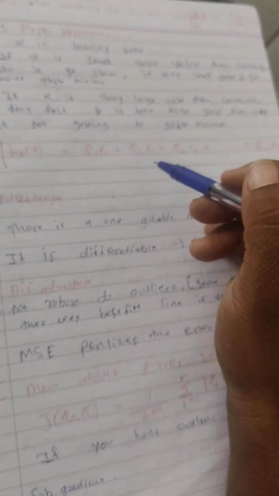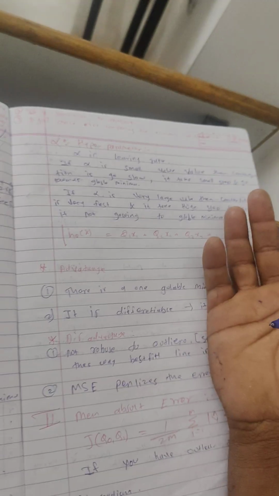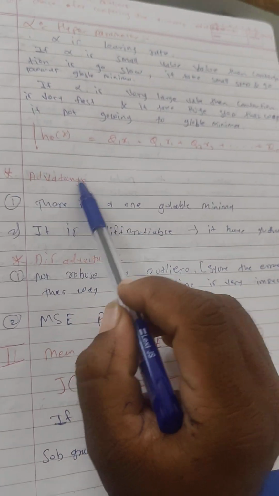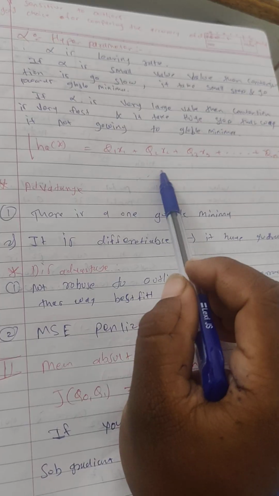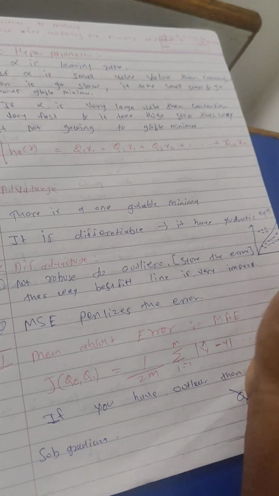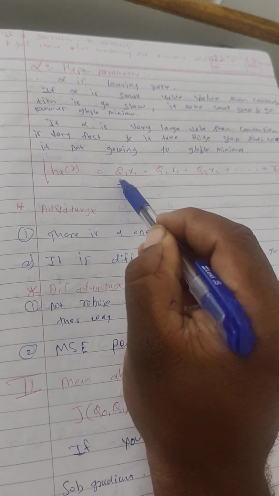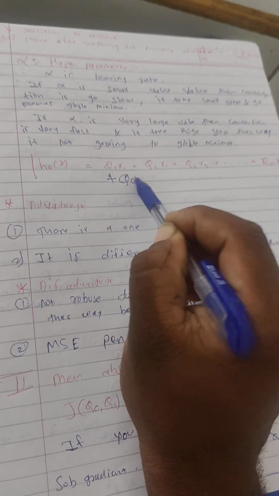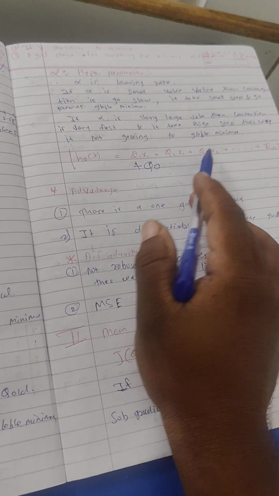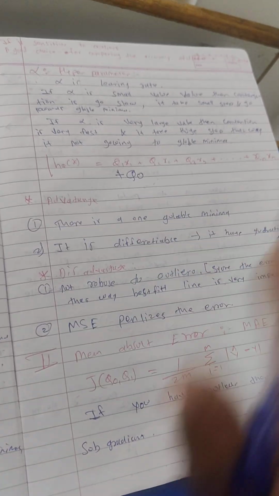If our data set has more than two columns, it is multiple linear regression, and we use this formula: h theta of x equals theta 0 plus theta 1 into x1 plus theta 2 into x2 plus theta 3 into x3, and so on up to theta n into xn. Here theta 0 is the intercept, and theta 1, theta 2, theta 3, theta 4 up to theta n are the coefficients. Is it clear? Now we are going to the next part.